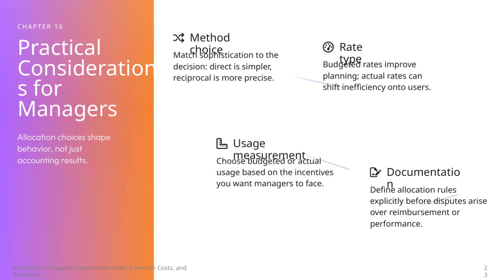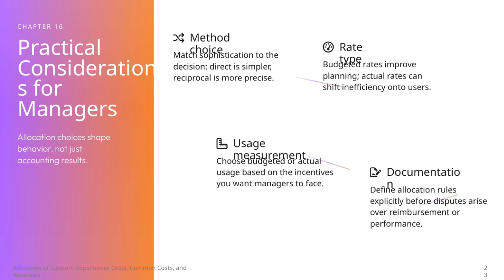When choosing an allocation method, it's important to match the complexity of the approach to the decision at hand. Simpler, direct methods are easier to apply, but reciprocal methods offer more precision when needed. Next, consider the type of rates you'll use. Budgeted rates can help with planning and provide stability, whereas actual rates may shift inefficiencies onto users, which might not always be desirable. For usage measurement, the key is to pick between budgeted or actual usage based on the behavior you want to encourage in managers. If you want to promote cost control, budgeted usage might be better. If accuracy and accountability are priorities, actual usage can be more appropriate.